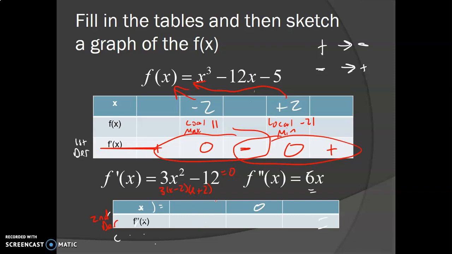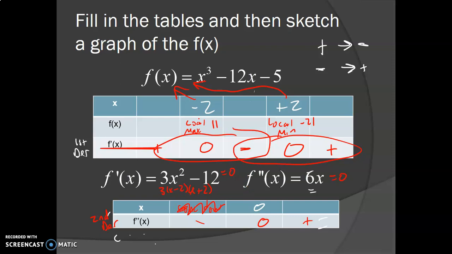Down here on the second derivative, again, we said 6x equal to 0. So the second derivative is 0 when x was 0. So now I just need to check the second derivative on each side. When x is less than 0, any number less than 0 times 6 is going to give me a negative value. And then any number greater than 0 is going to be a positive value. So your function f of x would be concave down or concave up on either side of 0.